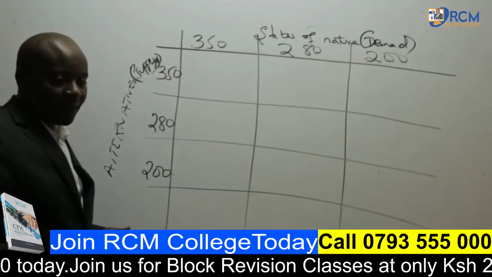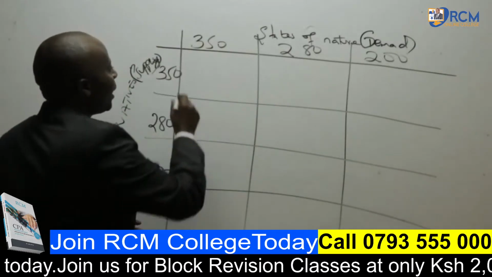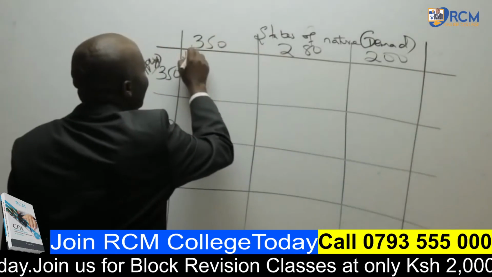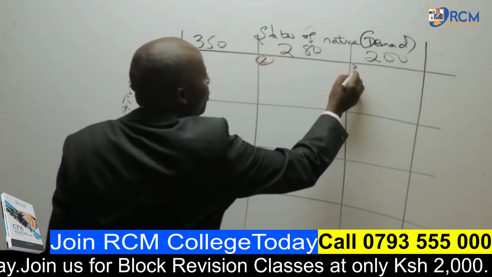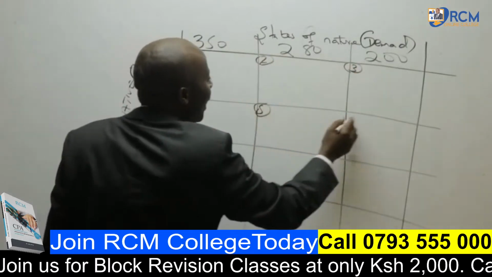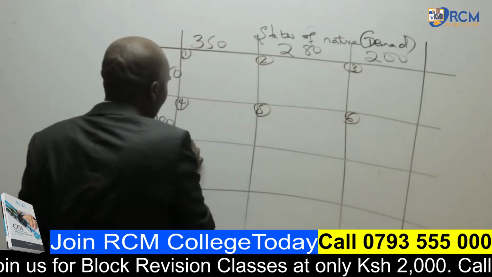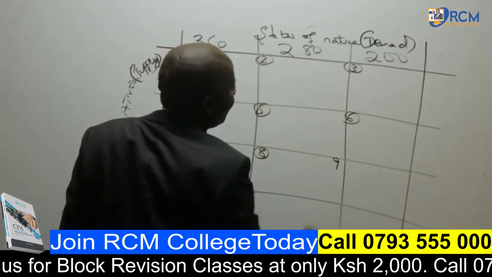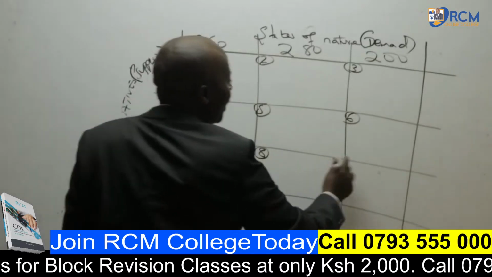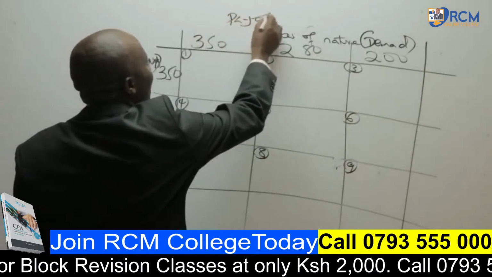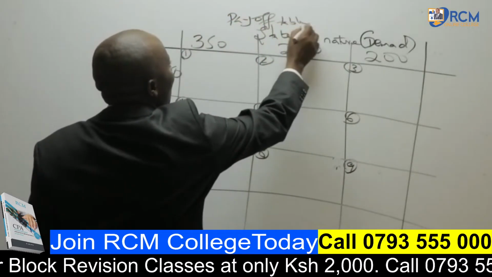Now, ladies and gentlemen, I have my 9 cells here. In these 9 cells, what they would want me to do is something very simple. They would want me to do a scenario analysis and give them the profits that we shall be earning. The profits, of course, will constitute what we call our payoff table.